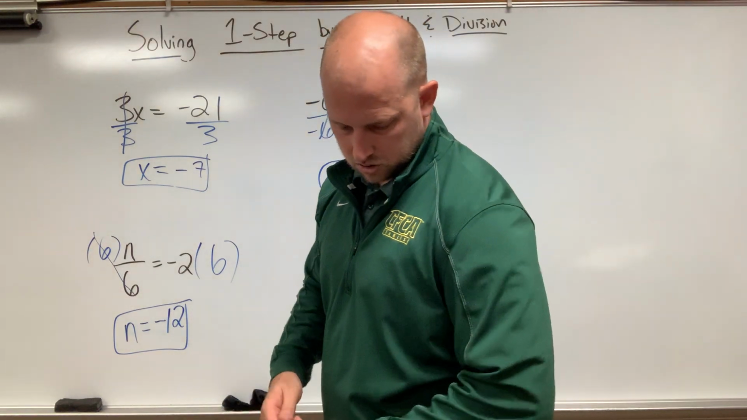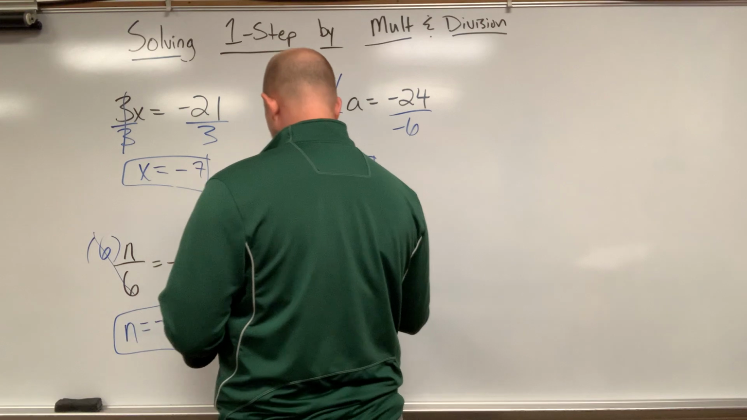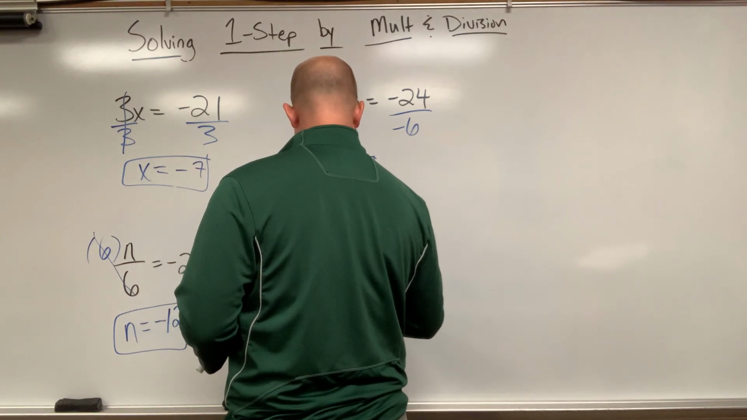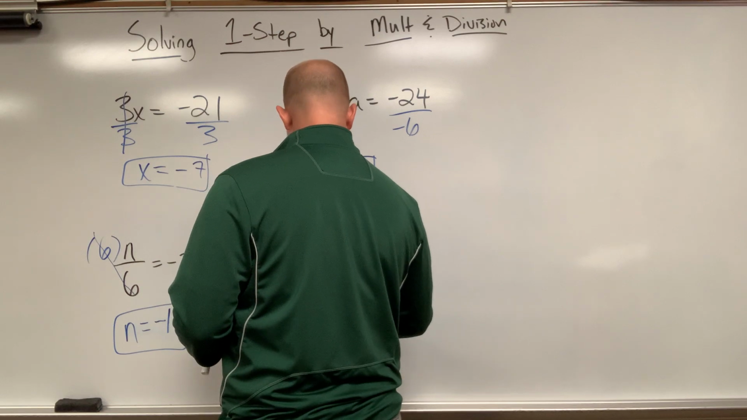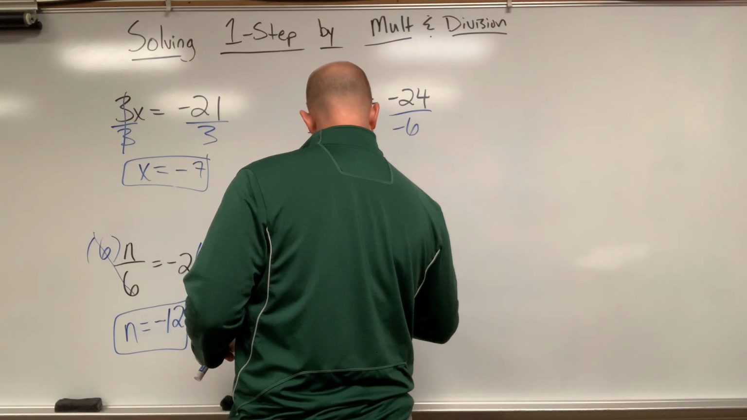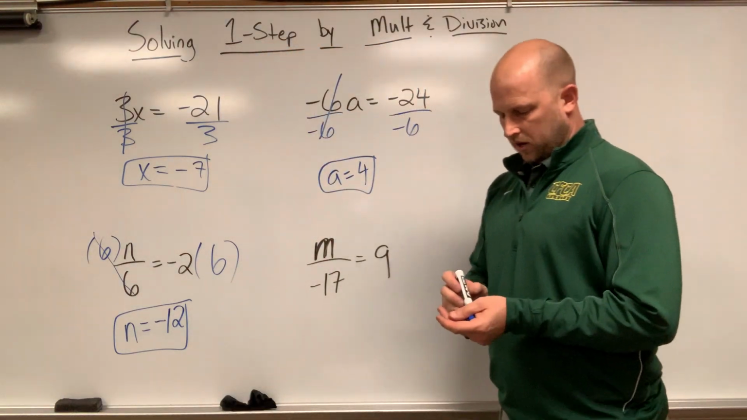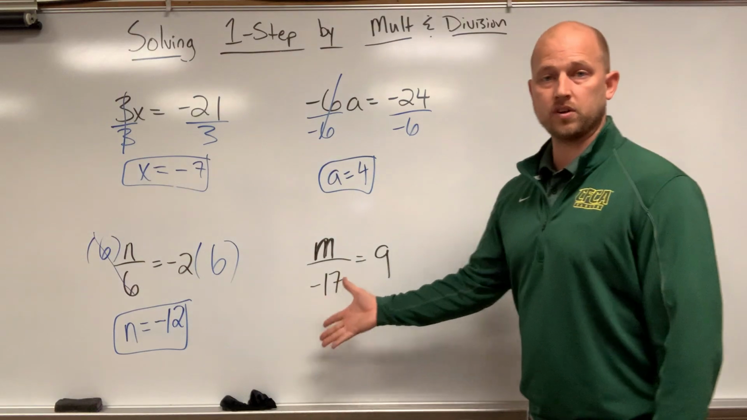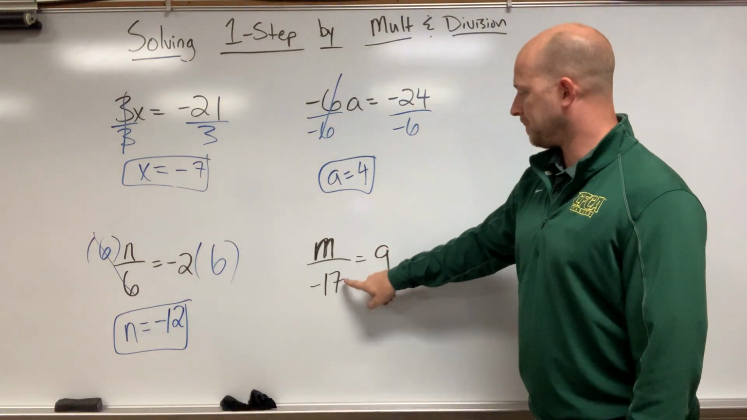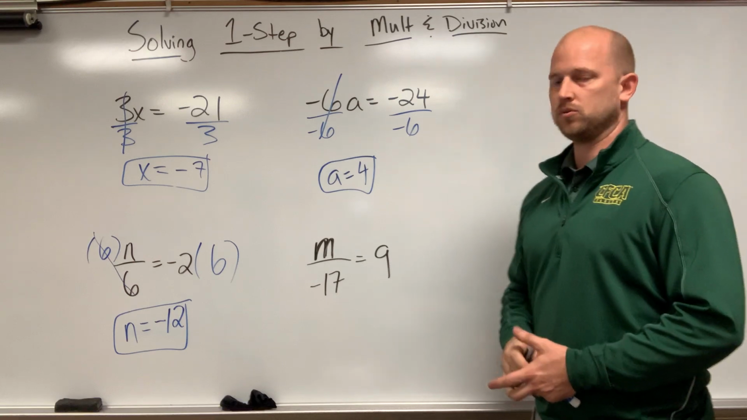Okay. So this one here, a little bit of a curveball because of the negative, but it doesn't change any of the rules, we still follow the rules. m divided by -17 equals 9. Go ahead and work this one out, see what you get.